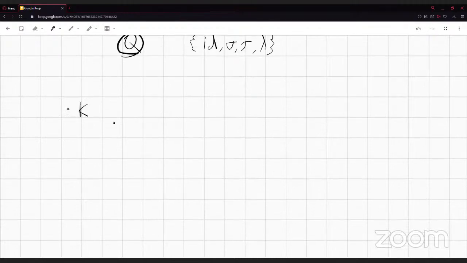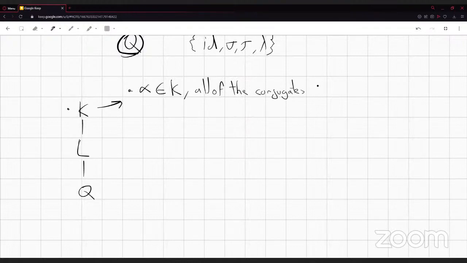Let us have a field K that is obtained by extending Q, and let there be a field L in between. Let K satisfy the condition that if alpha is in K, all of the conjugates of alpha have to be in K. And the L field is just an intermediary. For example, if K is Q(root 2, i), L can be Q(root 2), and we have Q at the bottom.